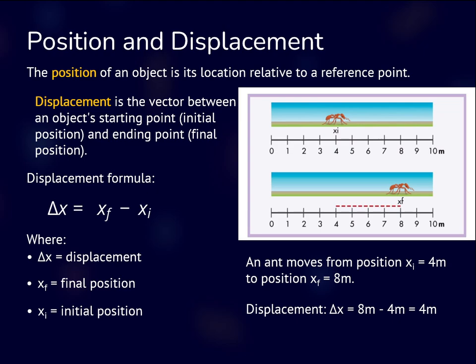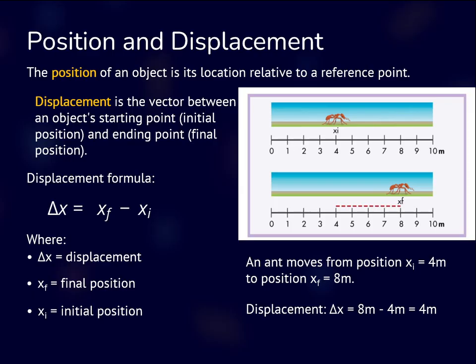Imagine you're watching this dog sled team on a frozen lake. You need to know where they are at any moment. That location, relative to a fixed point, like the starting line, is their position. Now, let's say the sled begins at 4 meters from the start and moves to 8 meters. That change is what we call displacement.